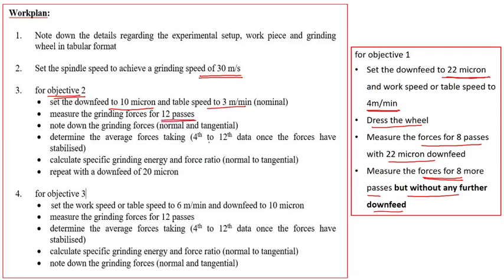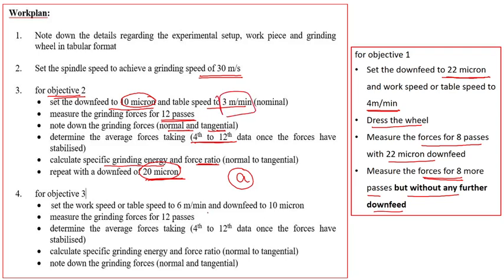Once your data freezes, you have to measure the normal and tangential force. Once you get a stable value, typically expected from the 4th to 12th pass, you have to find the average value of tangential and normal force. From that average value, you have to calculate surface specific grinding energy and force ratio, normal force to tangential force. And you have to repeat the experiment at 20 micron. So when you repeat the experiment, one at 10 micron and one at 20 micron, you will get the effect of A. This is at the nominal value of 3 meter per minute.